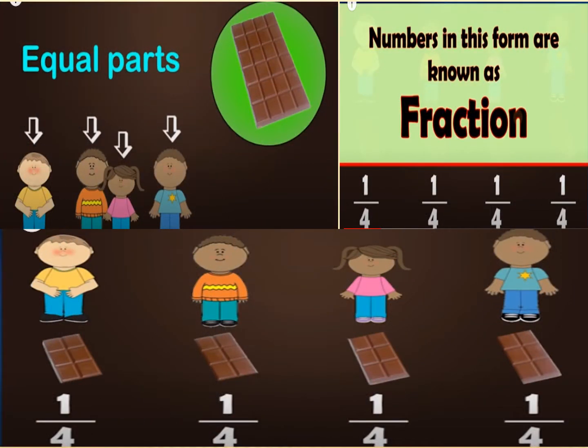The word fraction is used to name an equal part of a whole. Now we have a bar of chocolate and we have 4 friends. They need equal parts. We have to cut the chocolate into 4 equal parts. So all the parts are 4. Now each one will take 1 part. So each one will take 1 of 4, or 1 over 4.